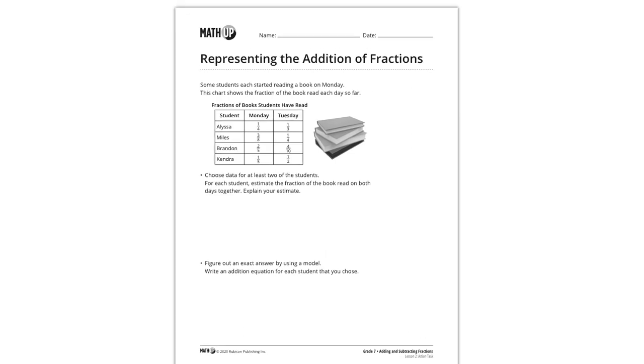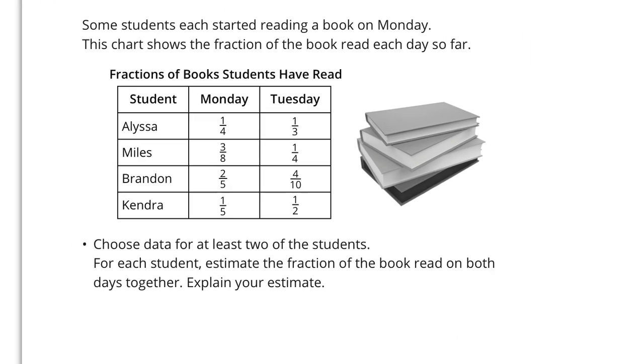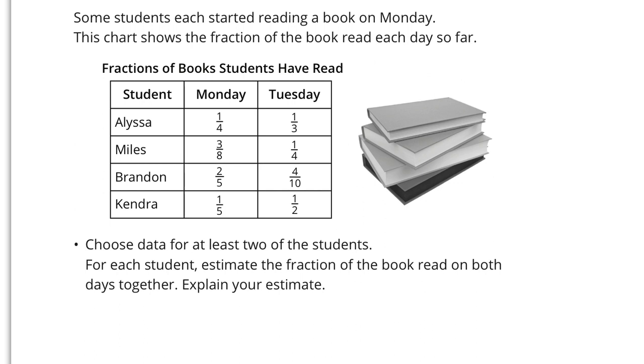It says, some students each started reading a book on Monday. This chart shows the fraction of the book read each day so far. So here we have Alyssa. On Monday she read a quarter of the book, and on Tuesday she read a third of the book. You can read the rest on your own, but here's the activity that they want us to do.